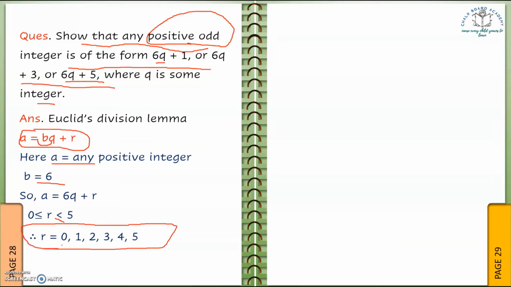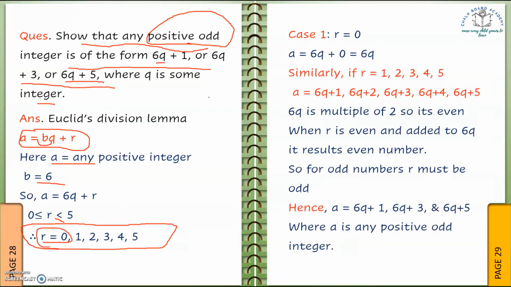Now we will be taking case 1, where r is equal to 0. So let's see, when we have taken r is equal to 0, then a becomes 6q. Now a is 6q, that is, it is even. How? Because 6 is a multiple of 2 and 3, and 2 is what? 2 is even. So anything that is a multiple of 2 is even. We have already discussed this part in odd even numbers.